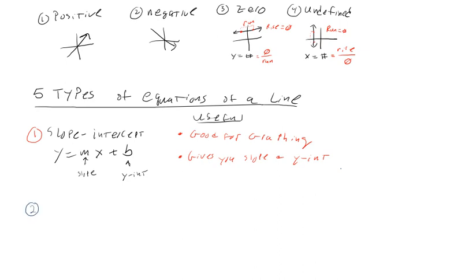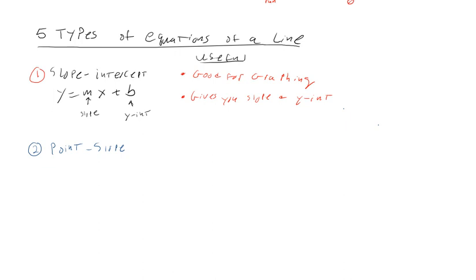Second kind, let's call it a point slope equation. So point slope. Point slope formula. And this is y minus y1 equals m times x minus x1.